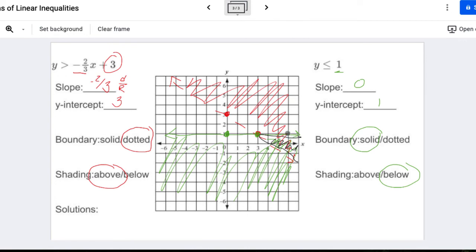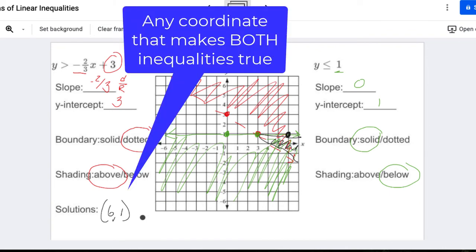So if I pick right here on that solid line at 6, 1, that's part of the solution set. Right? 5, 0 is part of the solution set. 7, -1. Any of the infinite points that you see in this area, you could write down as a solution.